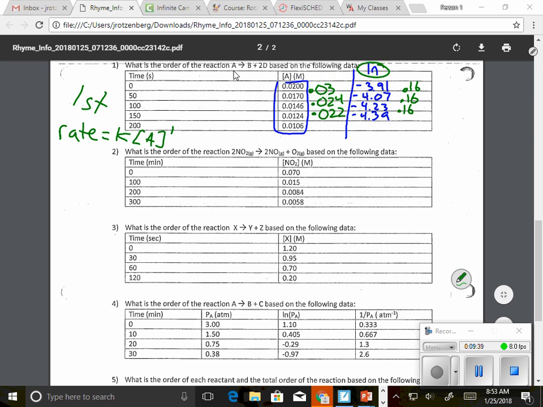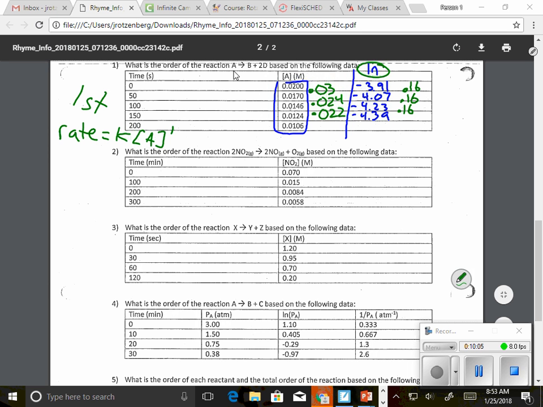So what we're working on right now is two different skills. The first one is just look at a graph. Which graph is linear will tell you the order of the reaction. The second one is look at a data table to do the same thing. In question number 2, I'll do one more with you right now.